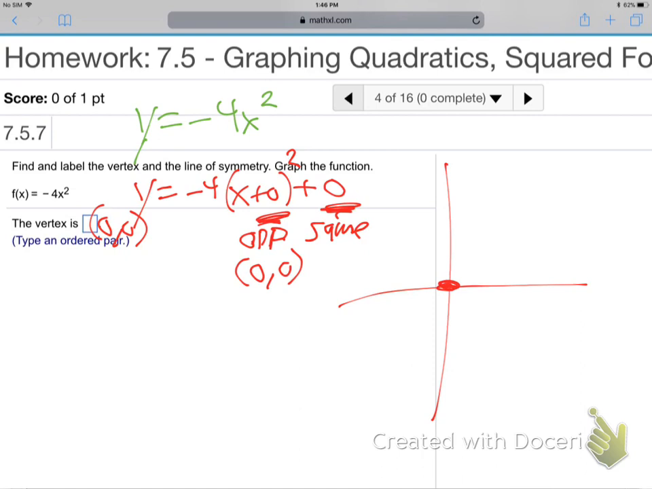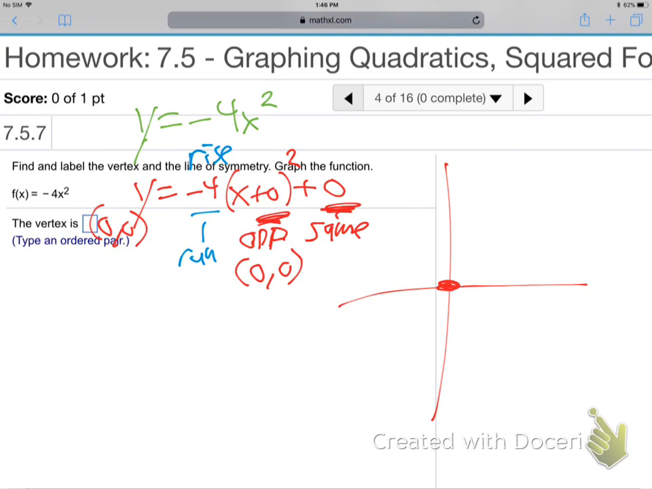Opposite same, 0, 0. So, all right, and then what do you do with the slope? What's the slope trick on this one? Negative 4 over 1, right? Just put that over 1. We always put it over 1, even if it's a fraction, because it's like a slope, but not really a slope.